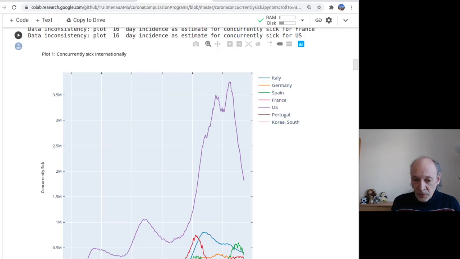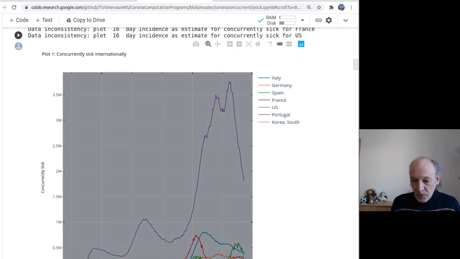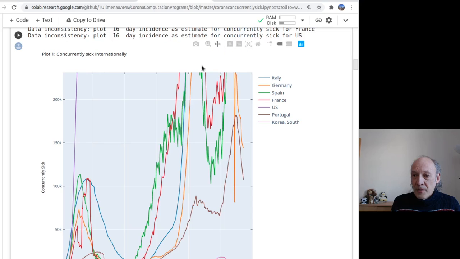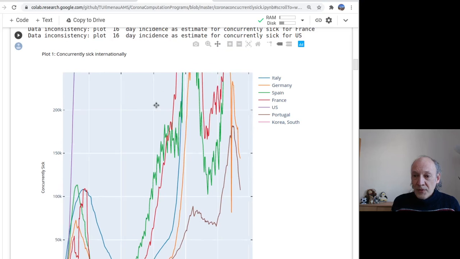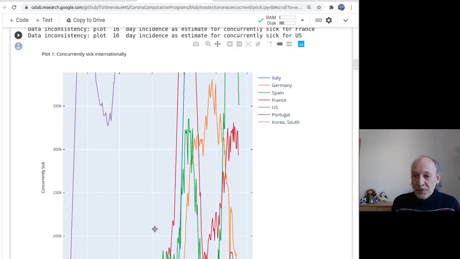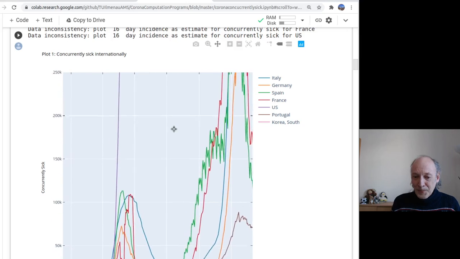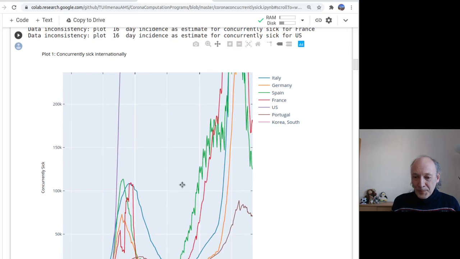For instance, we can zoom in here for the part of Germany. Here we can see the spring peak, and here's now the fall peak. I can also pan using this crosshairs here, and we can see there's this peak for Germany around Christmas. So there's this fall peak around Christmas for Germany, and we can also see that it's much higher than the spring peak was.